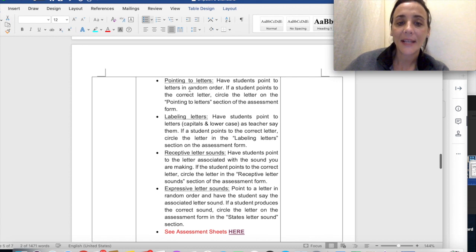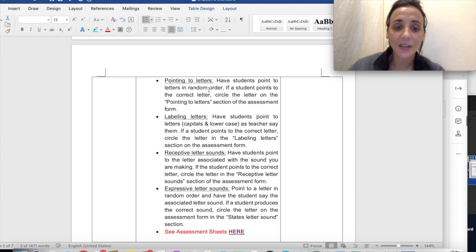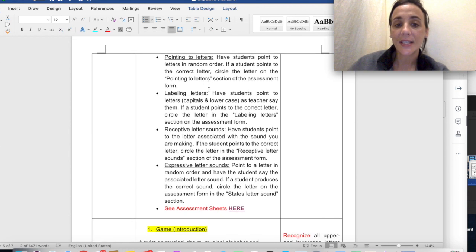So pointing to letters would be that I would have students point to letters in a random order and maybe say the letter. Labeling letters, I would say the letter. The student has to point to the letter that I say. So if I say A, the student has to point to A.